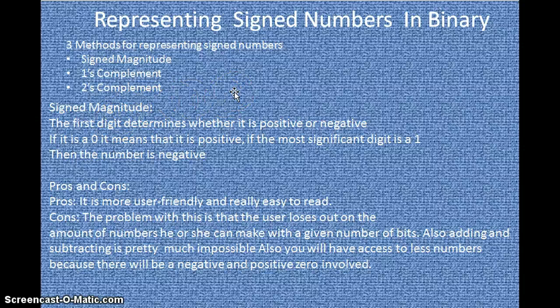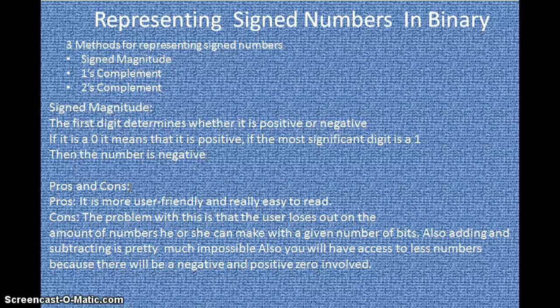negative. We're going to look at an example for that in a minute, but just remember, if the first bit is 0, then it is positive, and if it is 1, then it is negative. The pros of this is it's very user-friendly. A person just says, okay, 1 is negative, 0 is positive, I'm done. There we go. But the con is that the user loses out on that fourth bit. That first bit there is being consumed as a Boolean value of true false or 0 1, whether it's positive or negative, rather than being another number.